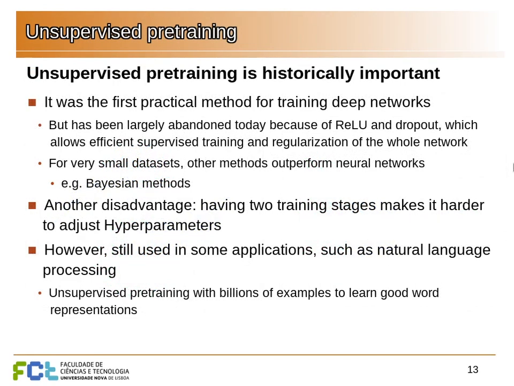So this is historically important because it was the first way of training deep neural networks before rectified linear units and the kind of hardware that we have now. It has some disadvantages because if you have two training stages, it complicates things a bit, like the adjustment of meta parameters, selecting the right model, things like that gets more complicated because what works well at one stage may not work well on the other.